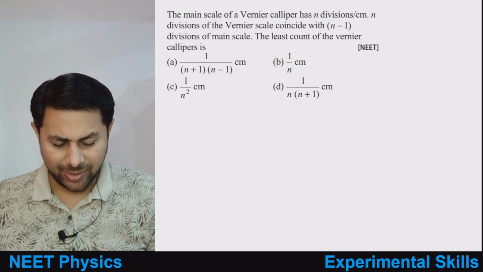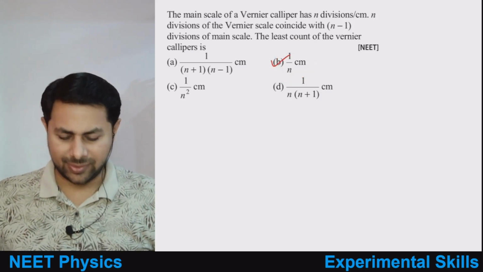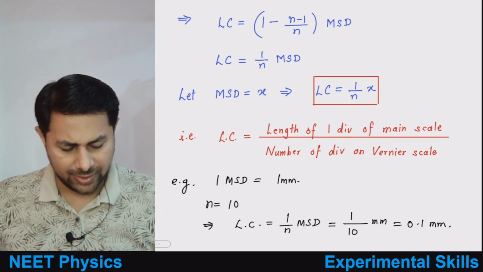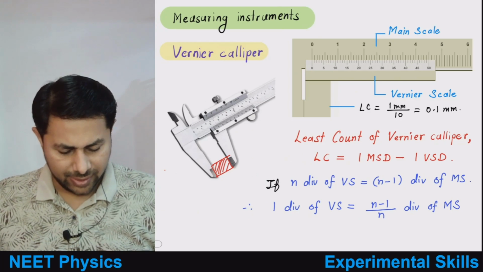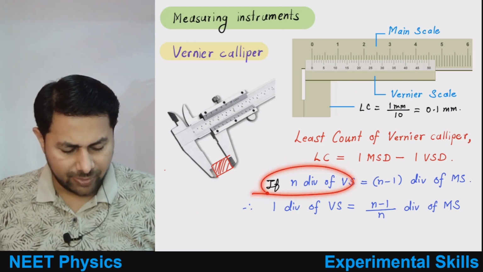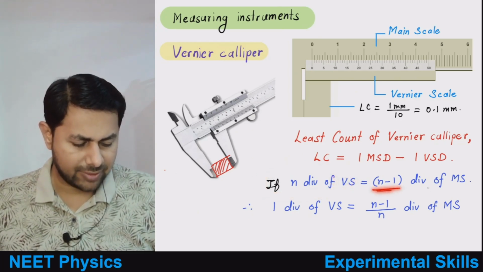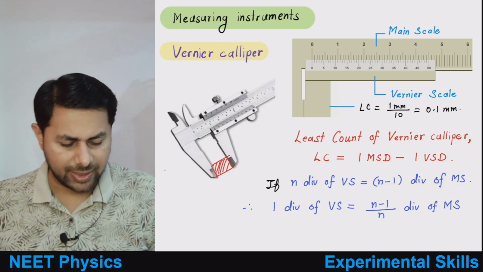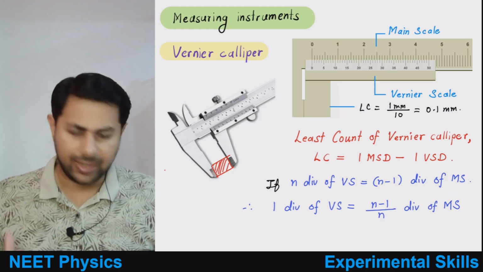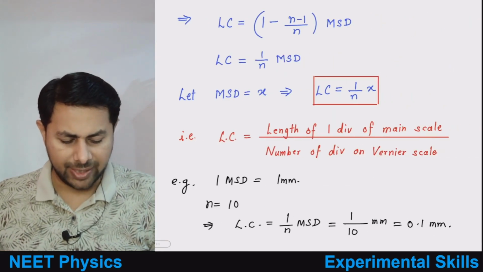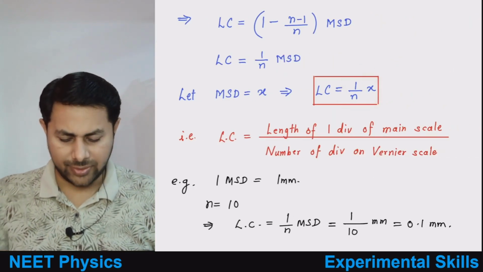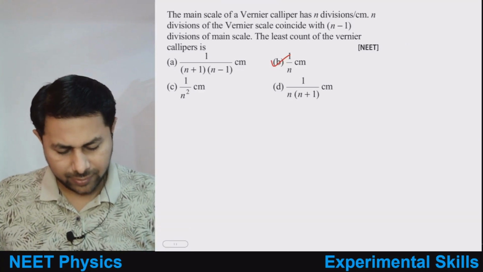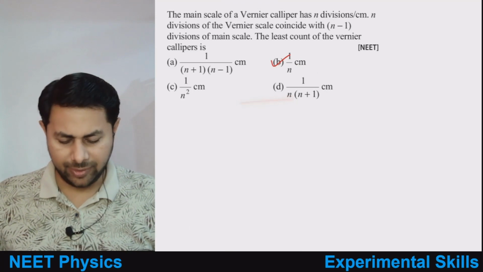So this is the example that we have seen already, that n divisions of the vernier scale match with n-1 divisions of the main scale. In this case we have found that the least count would be equal to 1 by n, right? 1 by n. Is this one clear? Tell me.